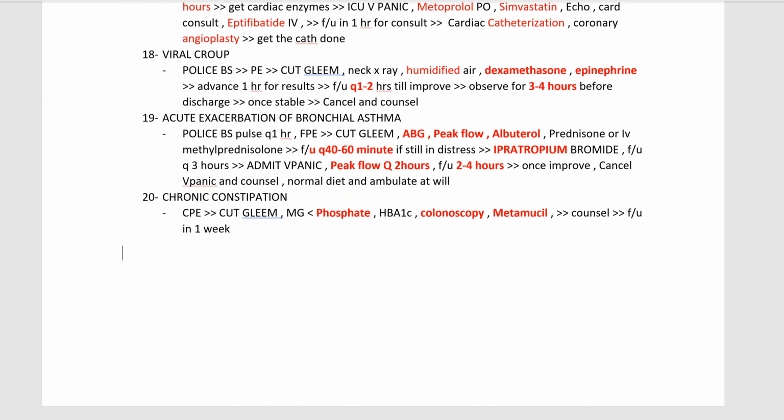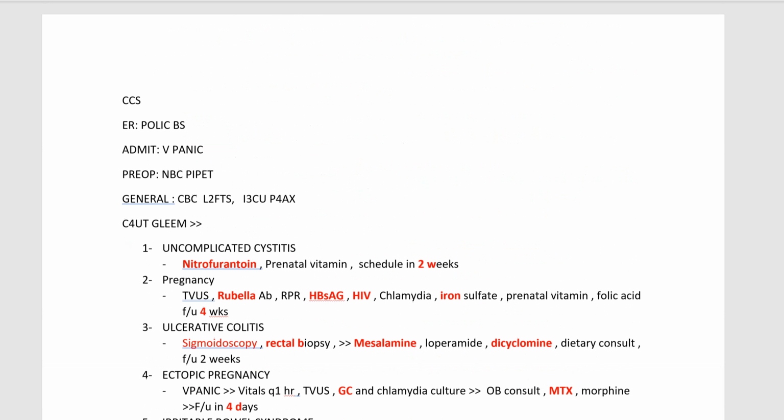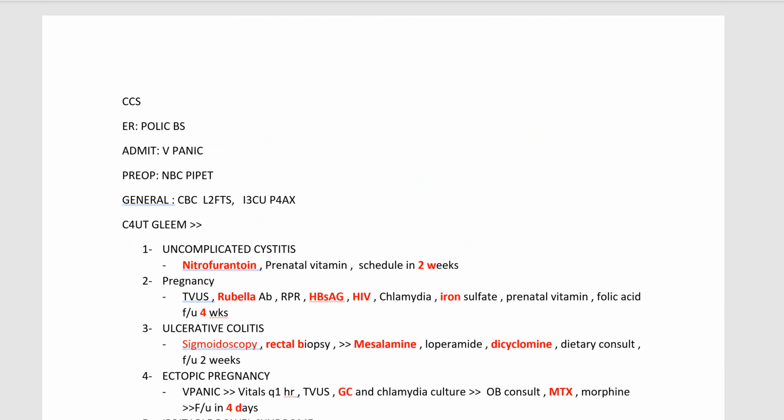The police BS was for pulse ox, oxygen, IV fluids, IV access, cardiac monitor, and then EKG, blood pressure monitor, and finger stick as well, right? The ER order one: yes, the police BS. P for pulse ox, O for oxygen, L for intubation, IV access, IV fluid, C for cardiac enzyme, cardiac monitor, B for blood pressure monitor, S for finger stick glucose.